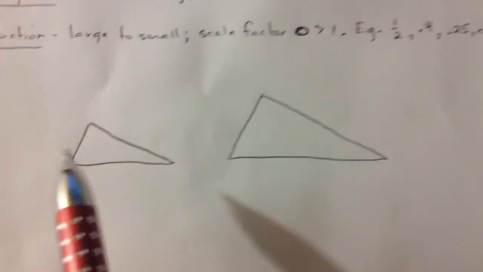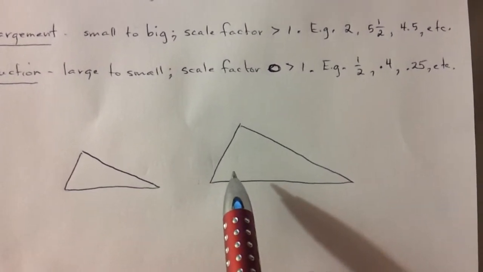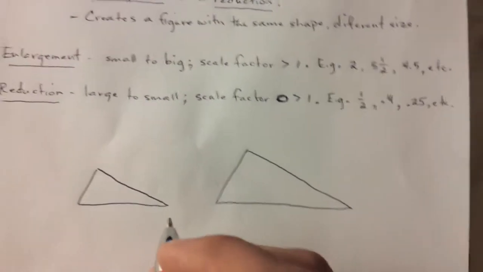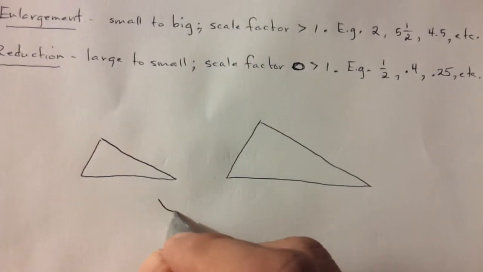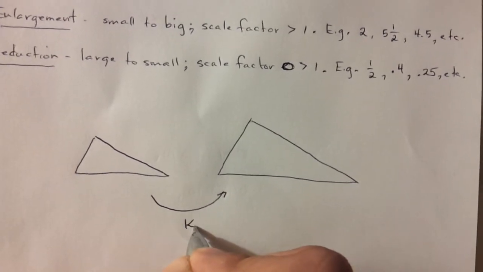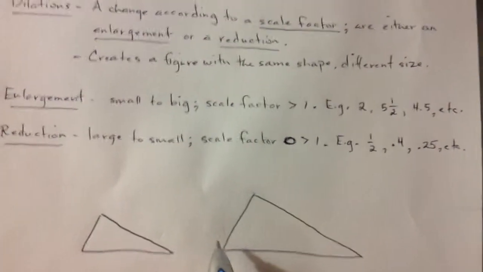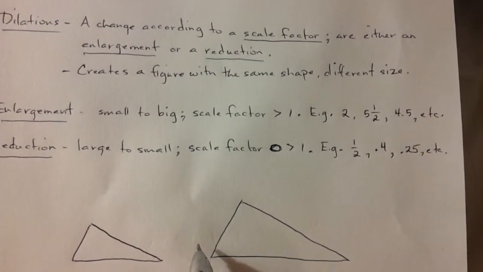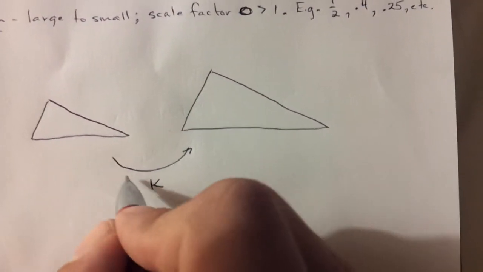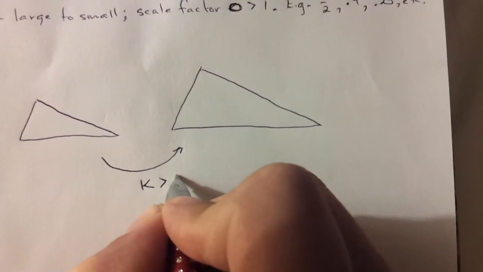Here's an example right here. These two figures are similar, which means that they have the same shape but a different size. These two figures will be related by a scale factor, which I'm going to call k. If I go in this direction, it's called an enlargement, because I go from small to large. So that means that k, the scale factor, is going to be greater than 1.